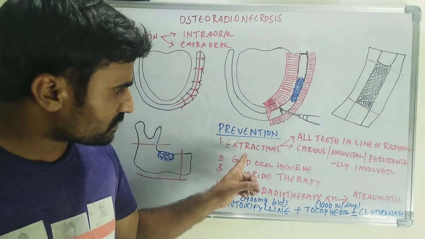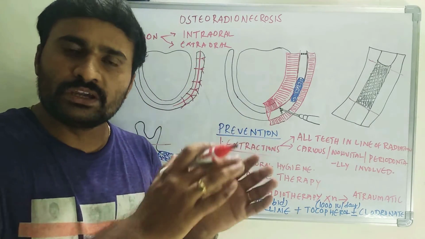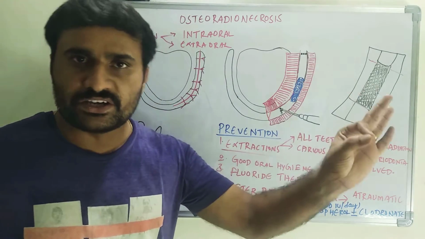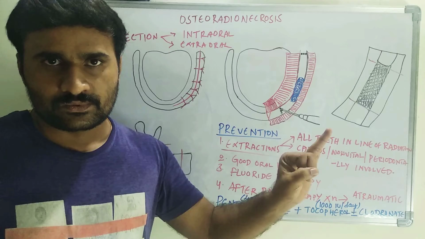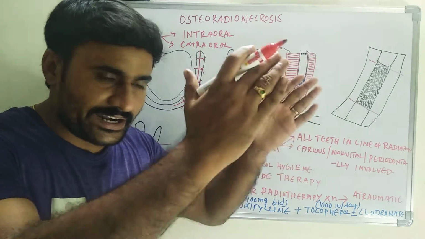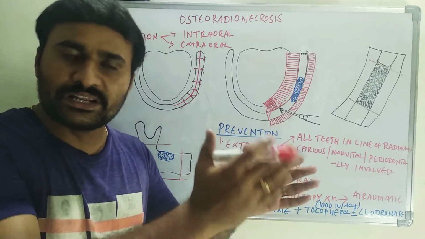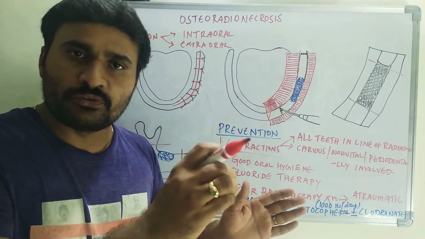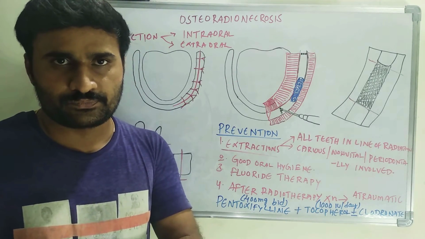The first and foremost is extractions. That means before going for radiation therapy, all teeth in the line of radiation should be extracted, whether good or bad, no matter. All the teeth in the radiation line should be extracted pre-operatively, pre-radiation. After extraction, approximately you have to wait for 10 days, then you can go for radiation therapy.